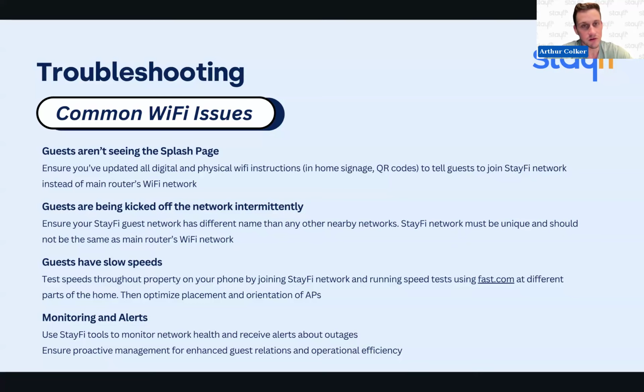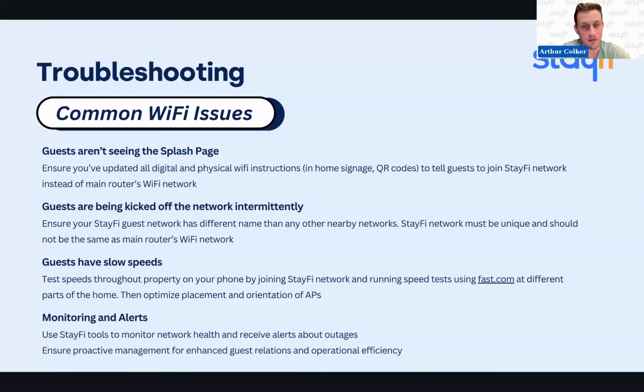Then you're going to have two networks in the home with the same names, and that's also not going to work. So you want to make sure that the StayFi network has a new name. By default, it'll be the same name in all properties, and that you give guests the instructions to join that network and you remove all of the old instructions. If you don't remove the old instructions, then fewer guests will join your guest network. You'll collect less guest data, and that will defeat the whole purpose of adding StayFi to the property.